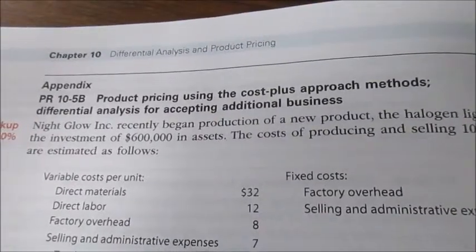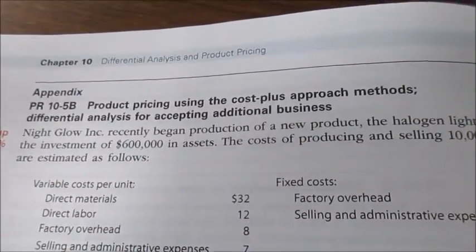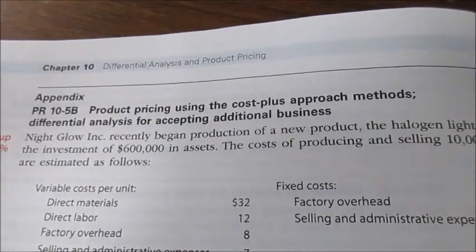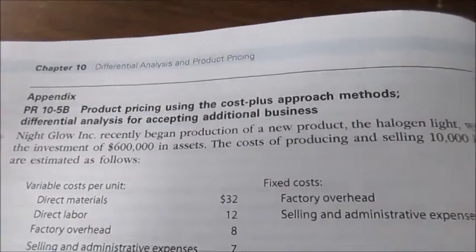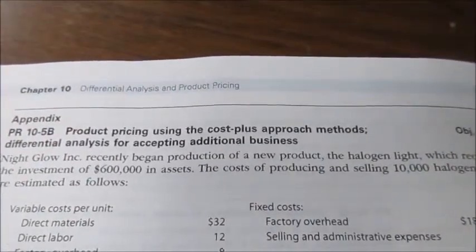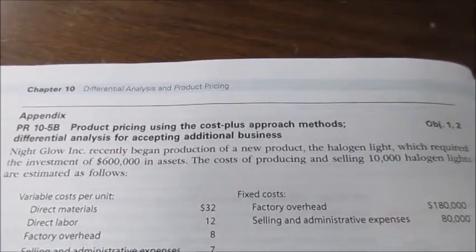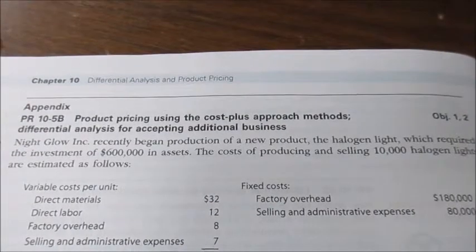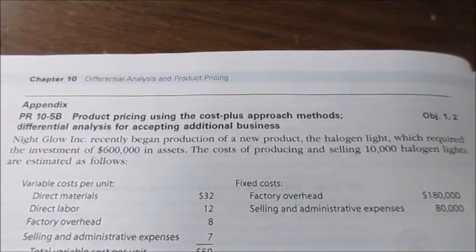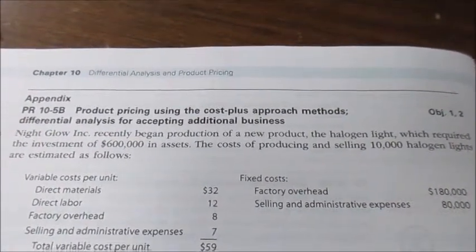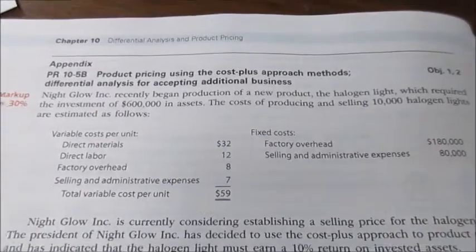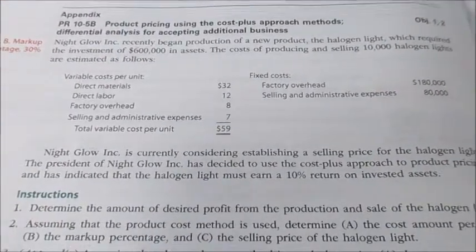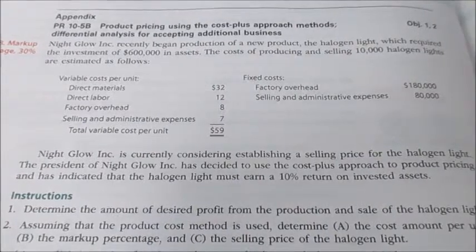Okay, we're going to look at 10-5B, product pricing using the cost plus approach methods, differential analysis for accepting additional business. So Night Glow Inc. recently began production of a new product, the halogen light, which required the investment of $600,000 in assets. The cost of producing and selling 10,000 halogen lights are estimated as follows, and they give us our data.